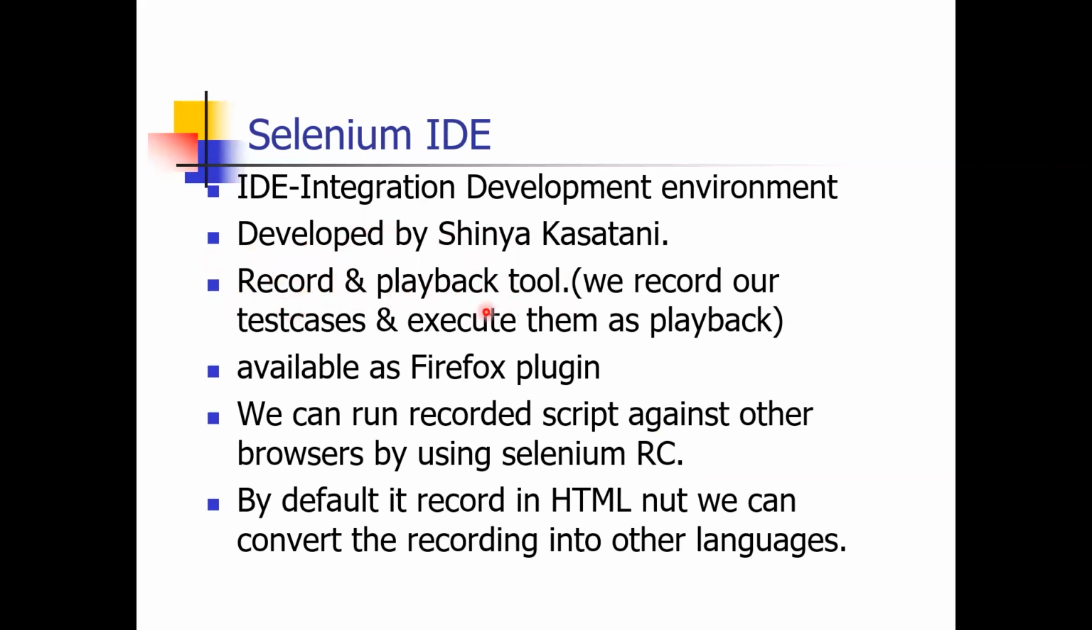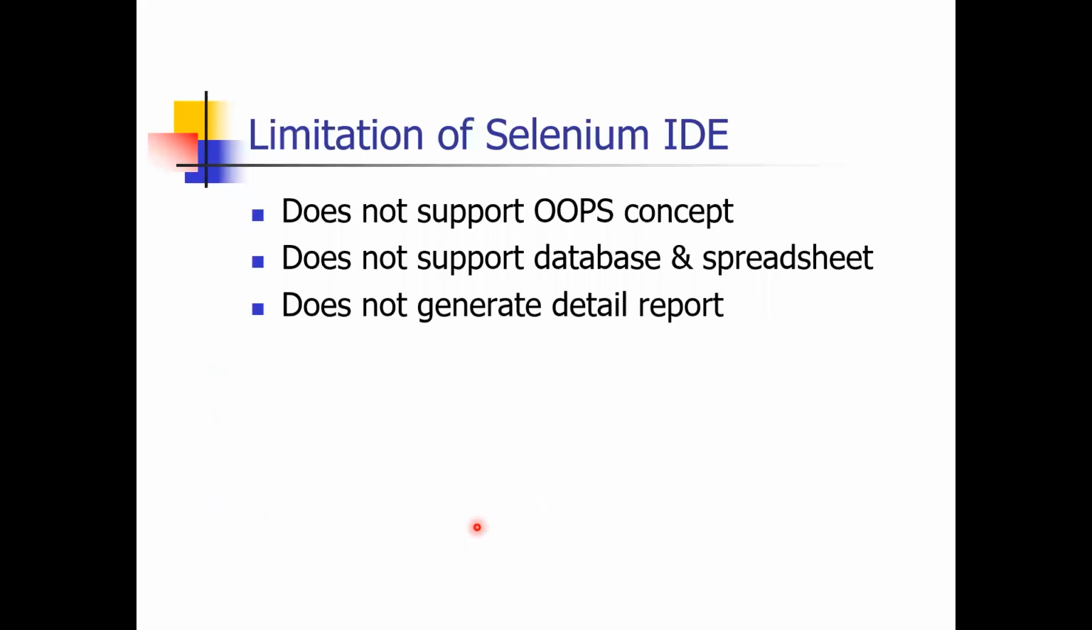Okay? Record and playback facility. You can record test cases, you can execute them as playback, and you can convert the recording into other languages, or you can run the recordings at other browsers. That is the advantage. Now, what is the limitation? The limitation of Selenium Core was same origin policy. The limitation of RC was that every time you need a proxy server.